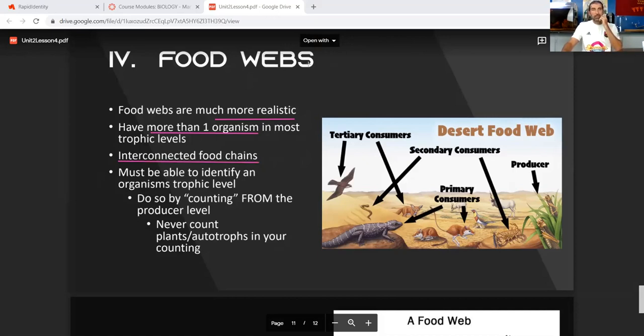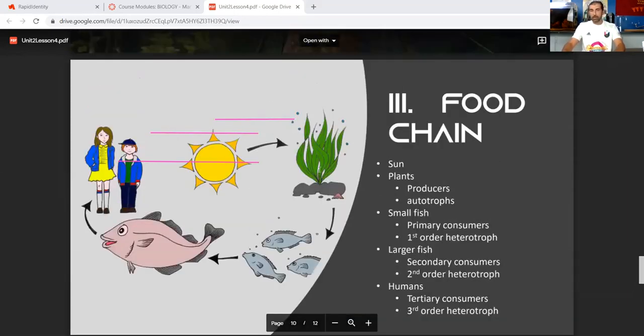And here are some things that you have to be able to do on the EOC. You have to be able to identify an organism's trophic level, and you simply do so by counting from the producer level, just like what we did right here, right? We count from the producer level. That means this would be a primary consumer, secondary, tertiary. Okay.